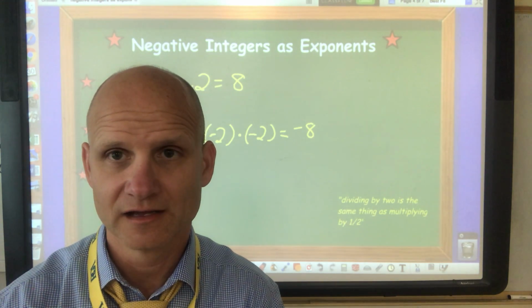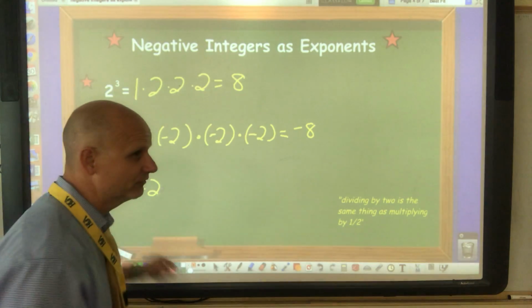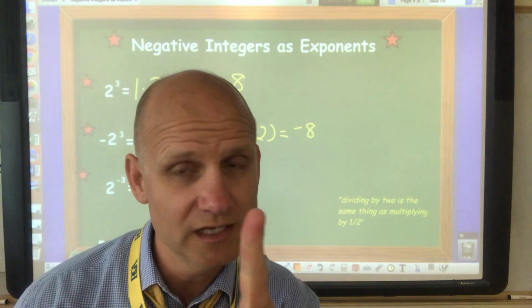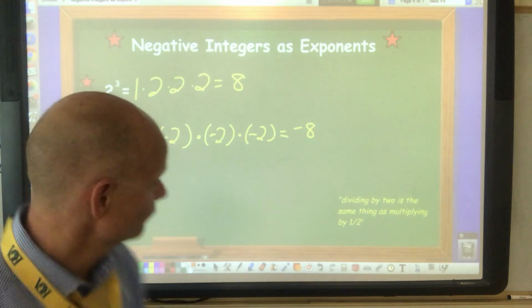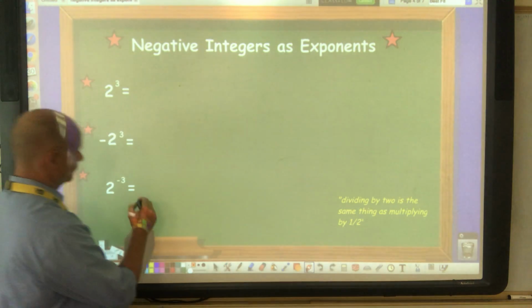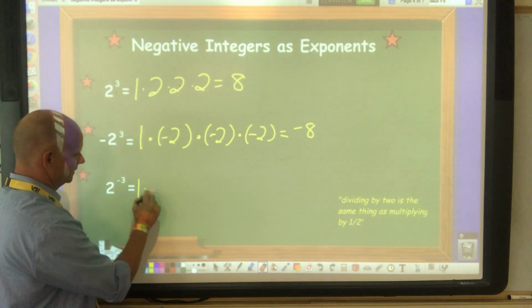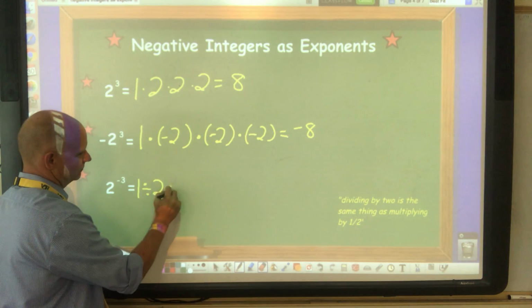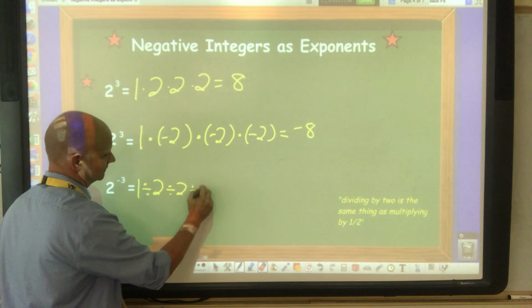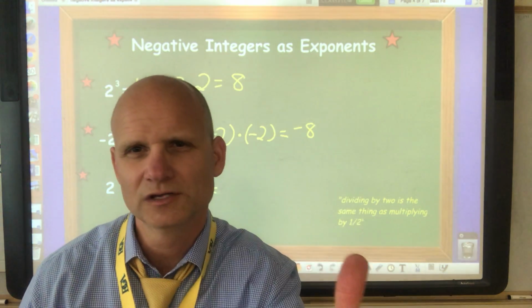Dividing. Yeah. So really, 2 to the negative 3rd power means you're going to take 1 and divide it by 2, 3 times. It really means this. Go back. You're going to take 1 and divide it by 2. How many times? 3 times. You're going to go 1 divided by 2, divided by 2, divided by 2.